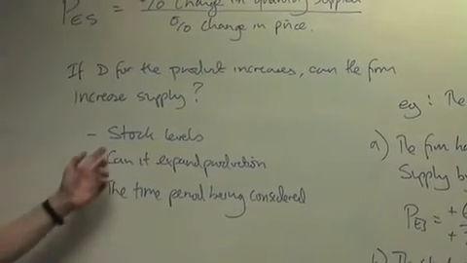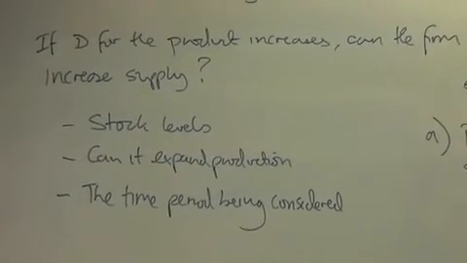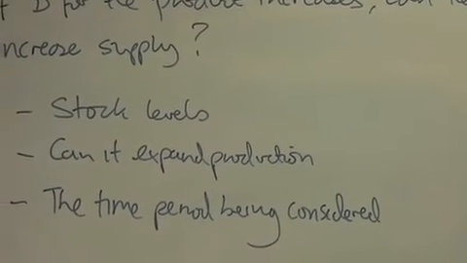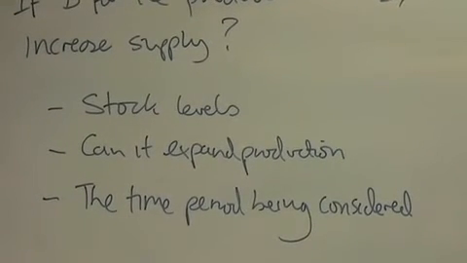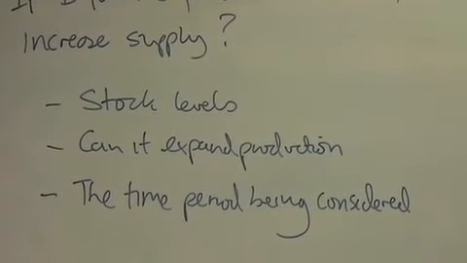The first is the level of stock a firm has. In the lead up to Christmas, firms have got lots of stocks of toys in their warehouses. And so when more orders come in from the toy shops, they can just send them out and they can easily meet the increased demand.